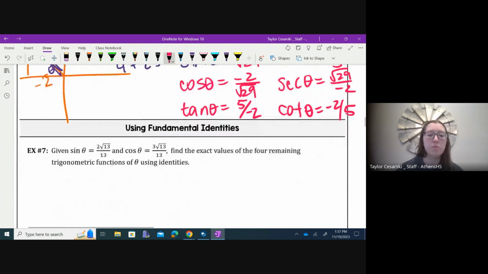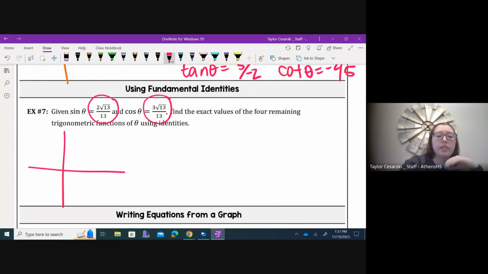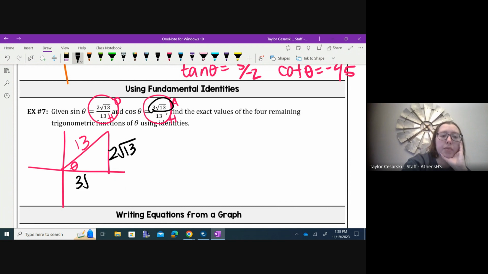All right, let's do one more. Like this, so they give you that sine of theta is this. Well, if sine and cosine are both positive, that means I have to be in quadrant 1. I know this is opposite, and this is hypotenuse, and this is adjacent, and this is hypotenuse. So that means my hypotenuse is 13. My opposite will be 2 square root 13, and my adjacent will be 3 square root 13.